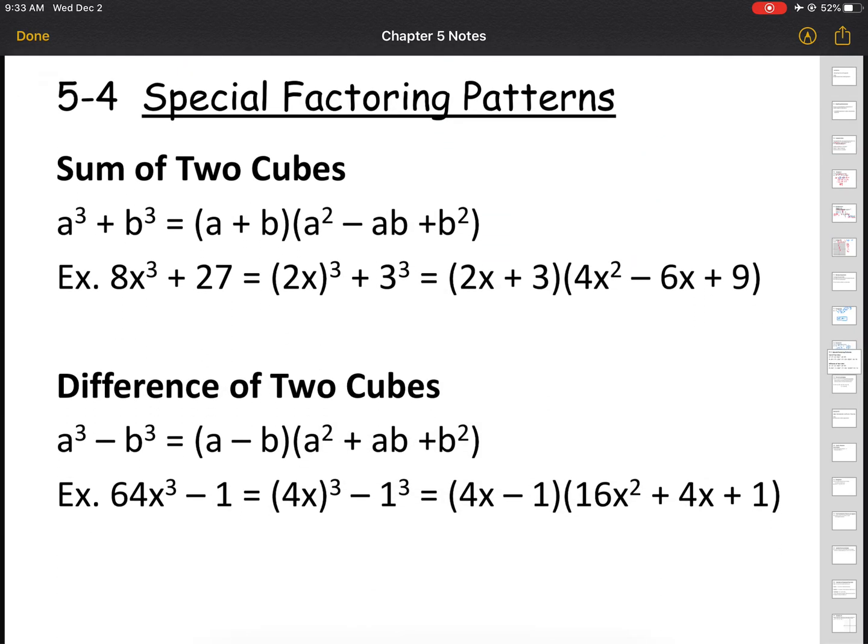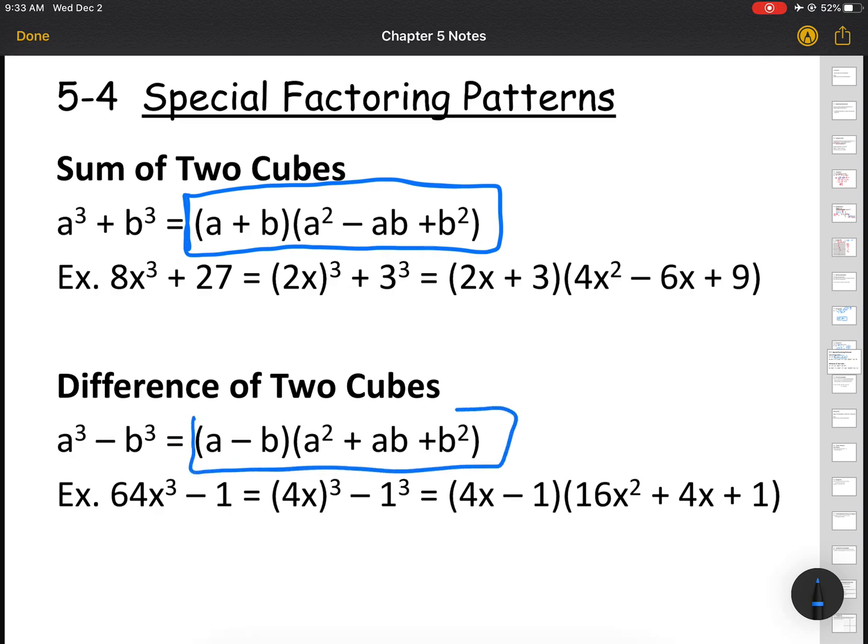So we also have some other special factoring patterns for cubes, or exponents of 3. If I take the sum of 2 cubes, my pattern's always going to look like this one here. So it's always going to be handy to keep these around when you're doing problems that have a sum of 2 cubes and also a difference of 2 cubes, or subtracting 2 cubes. So there's 2 patterns that go along here.